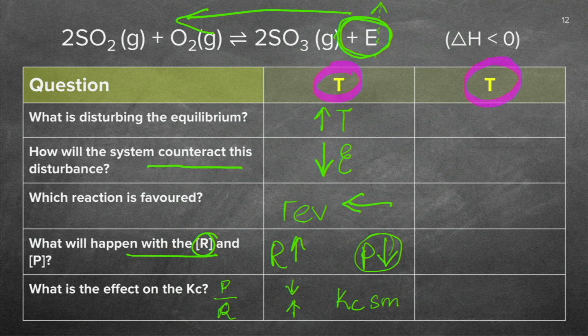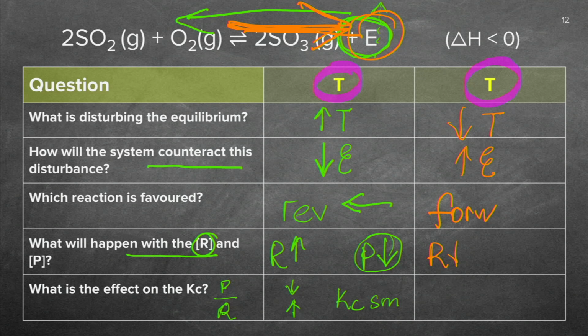Let's quickly do the increase in temperature. That was increase. I'm going to lower the temperature. It wants to increase the energy. It will increase the energy this side by forming energy, meaning the forward reaction. So the forward will be favored. It will lower the reactants. It will increase the product. If the product at the top is increasing and the reactants at the bottom are decreasing, the Kc value will increase. Right, we did concentration.